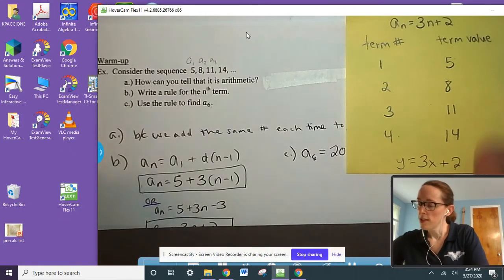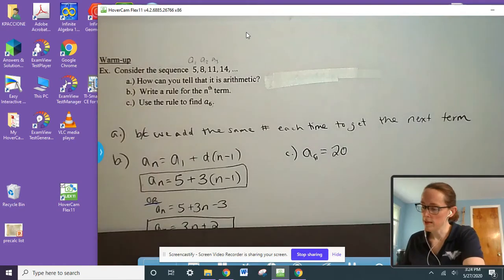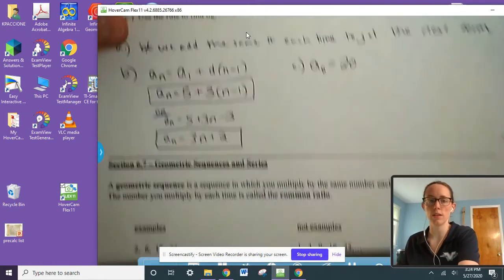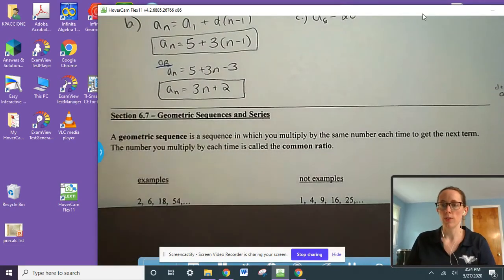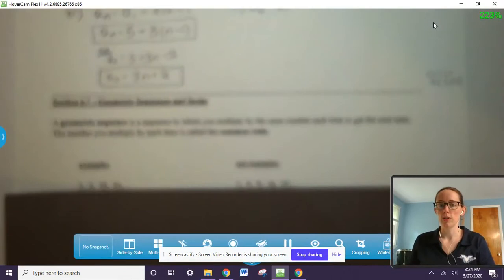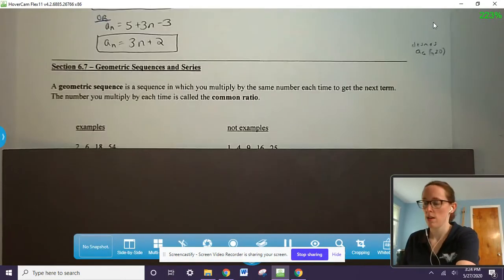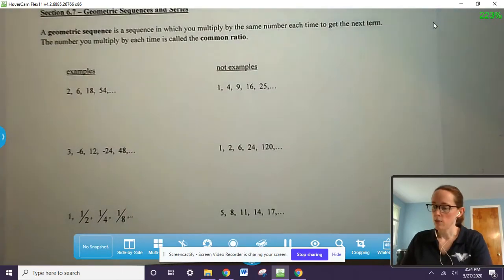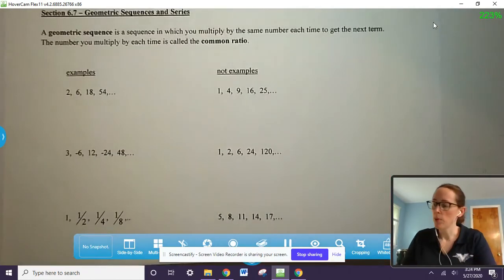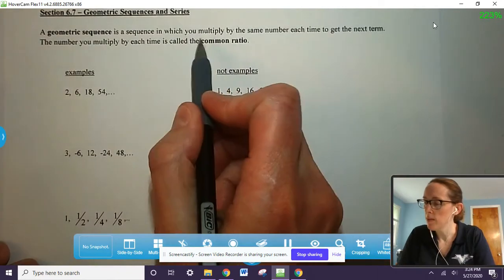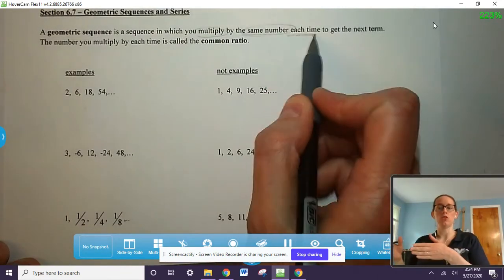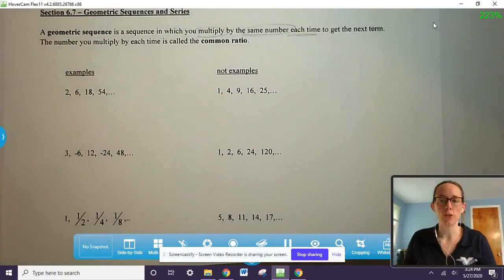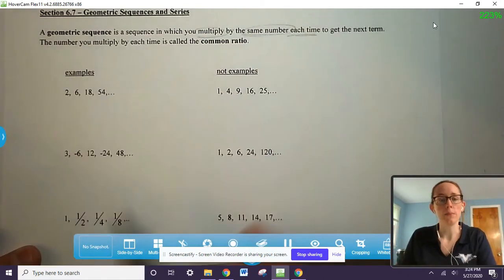The first thing in today's lesson is to introduce and discuss geometric sequences. We're going to be looking at geometric sequences and series. A geometric sequence is when you don't add, but multiply by the same number every single time to get to the next term. That's how you know you have a geometric sequence. It's a different kind of sequence. Here are some examples and some non-examples.